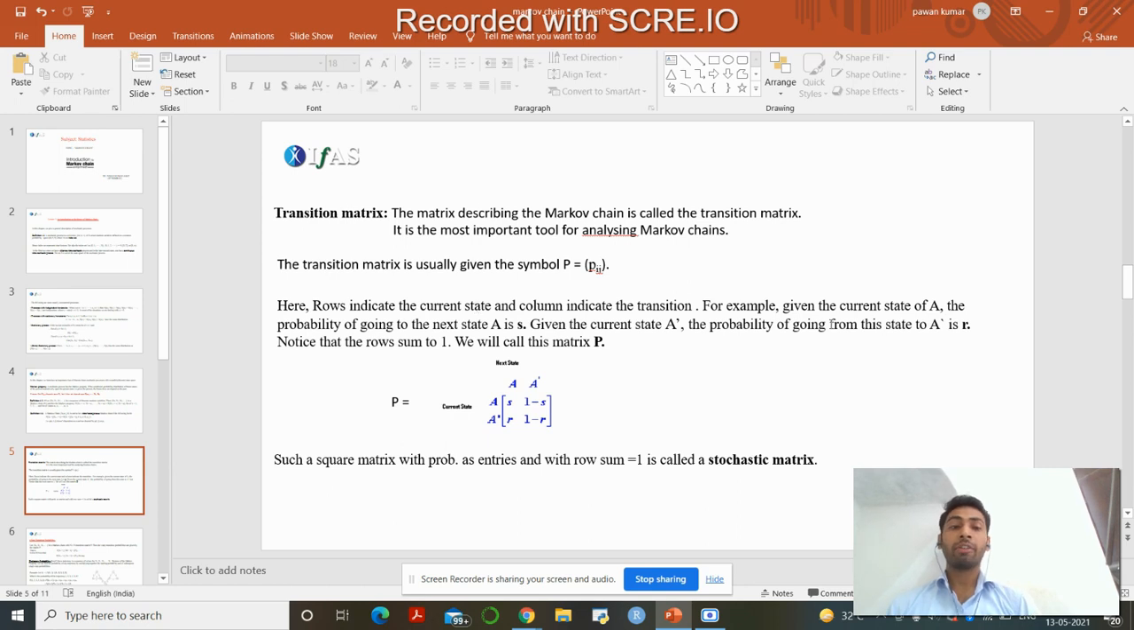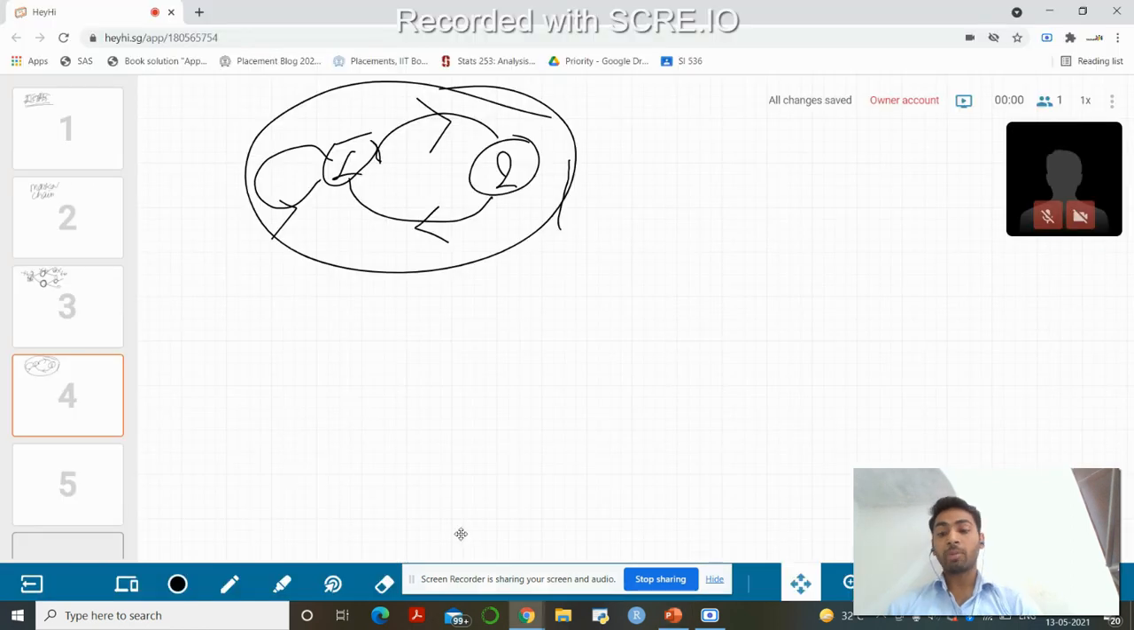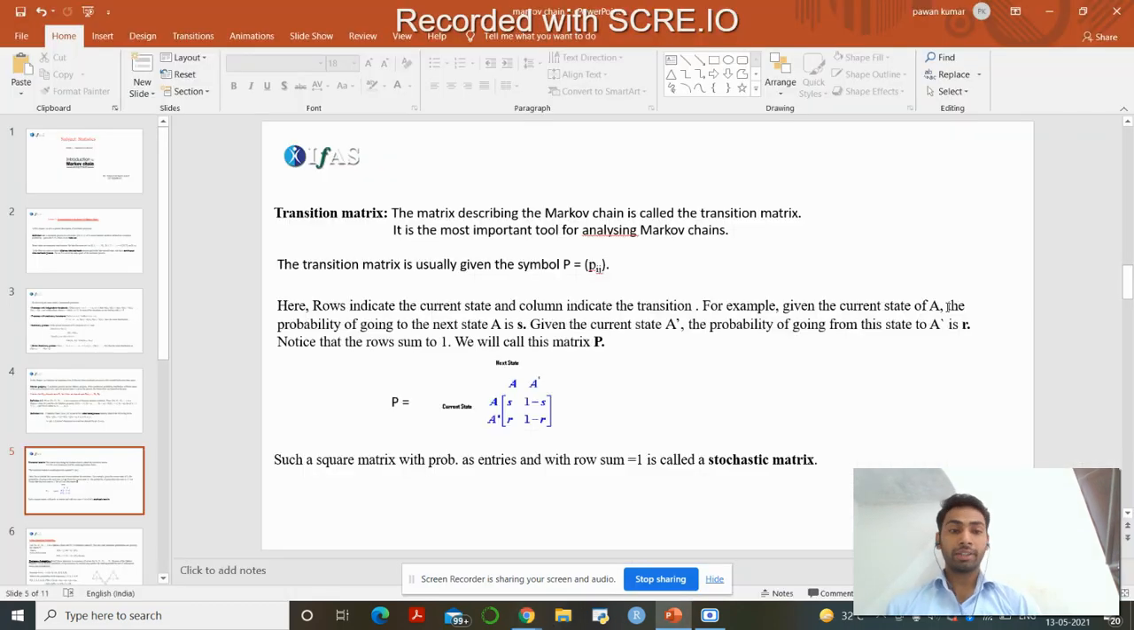For example, given that we are at state A, what is the probability of going to the next state A? Like in our example, if we are at state 1, what is the probability of going to state 1 again? Say it is 0.3. So this says you are at state 1 and the probability of going to the next state A is S, and given state A, you are going to the next state A dash.